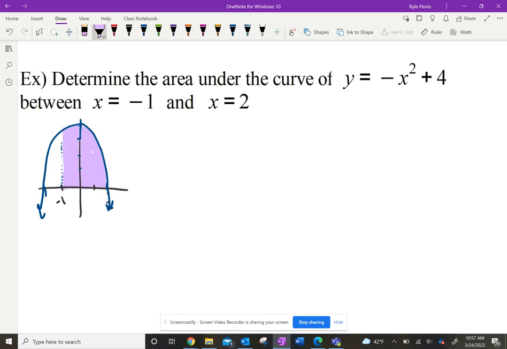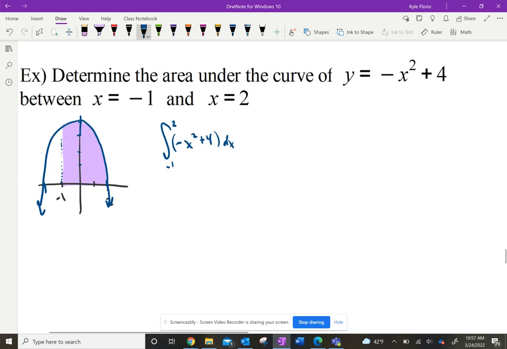This question is going to feel different to you, but they didn't ask us to do anything new. The area under the curve is what we call the definite integral. You guys did that on the homework. So you're really asked to find the definite integral from negative 1 to 2 of f of x, which in this case is negative x squared plus 4. So that's what you're asked to do, which we now have a way of doing.